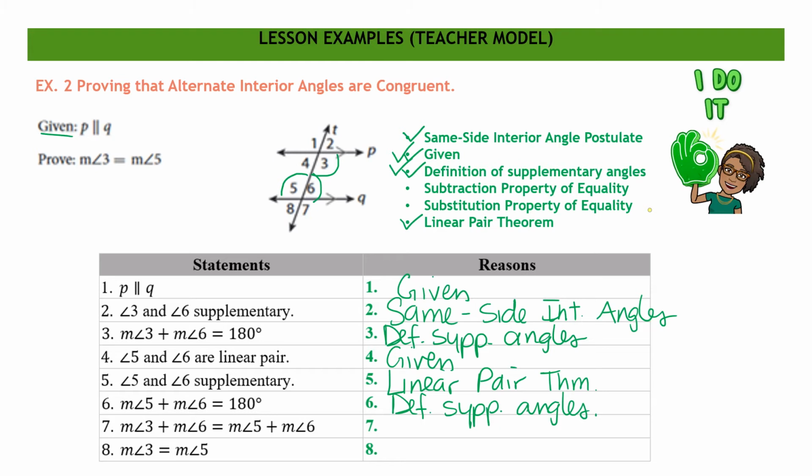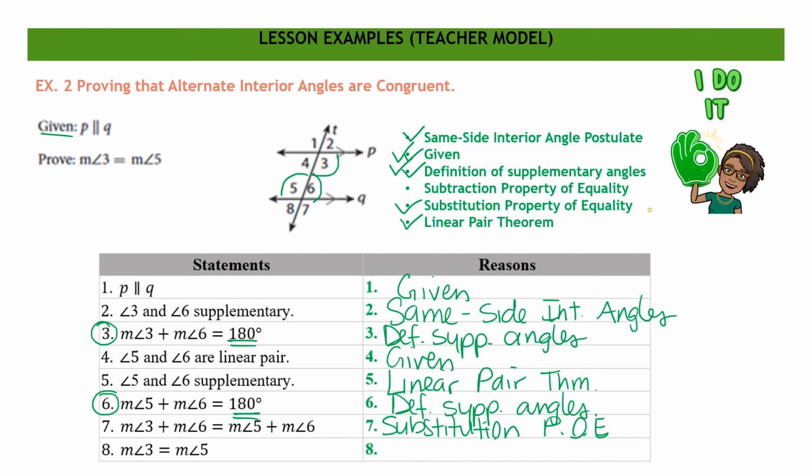And then statement 7 says the measure of angle 3 plus the measure of angle 6 equals the measure of angle 5 plus the measure of angle 6. Well, let's go back to what we had. In statement 3, we had these two angles equaling 180 degrees. And in statement 6, we have these two angles equaling 180 degrees. Because both of them equal 180 degrees, that means I can substitute one for the other. So that means I am using the substitution property of equality.